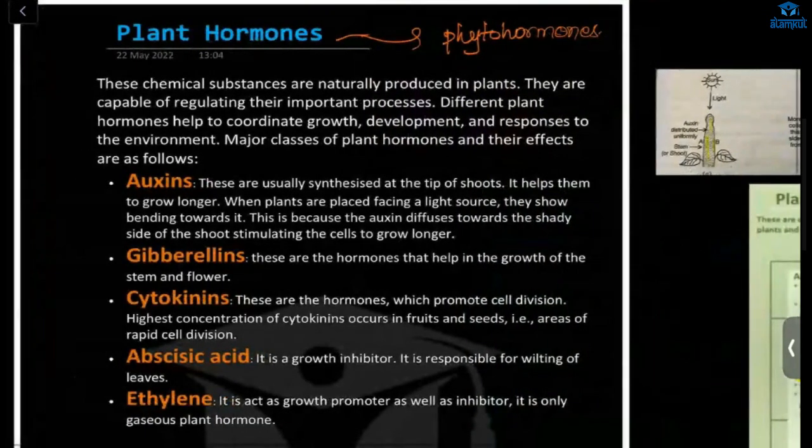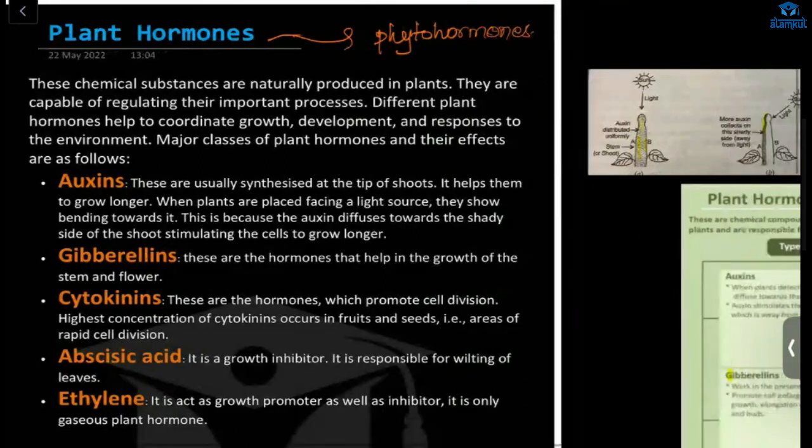So plant hormones are also known as phytohormones. And these hormones are used in what? In plants. They are produced in the plants. Then what does it do? It regulates processes in the plant for growth, development, and response to the environment.